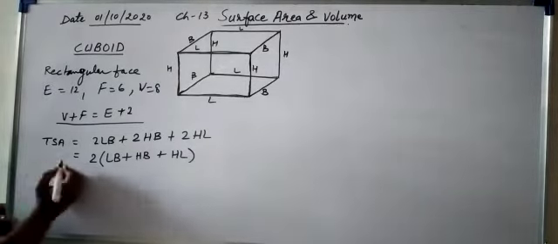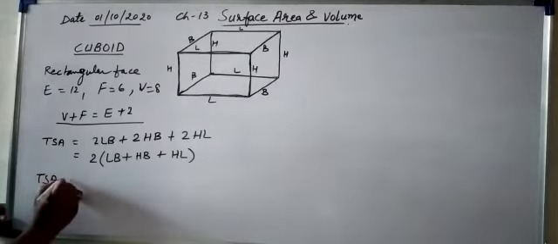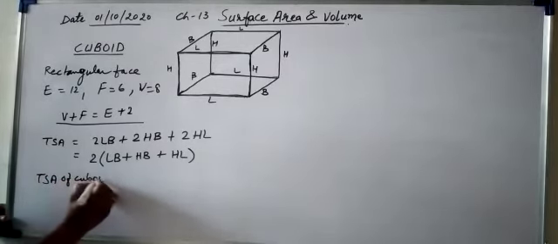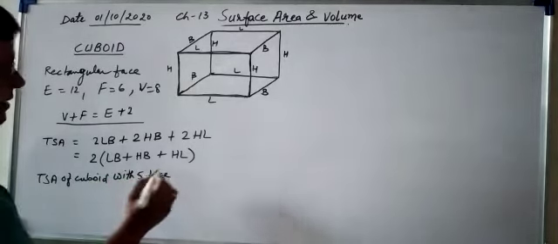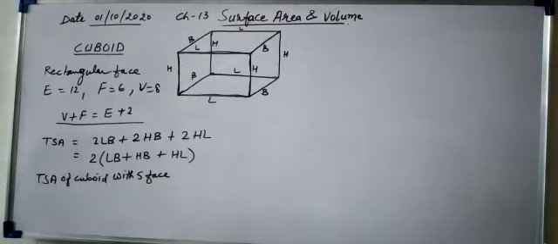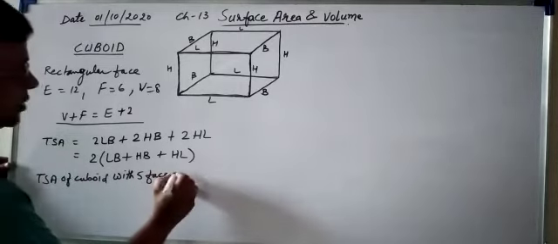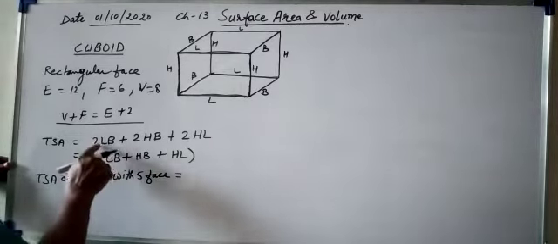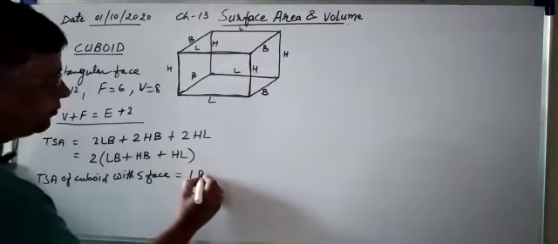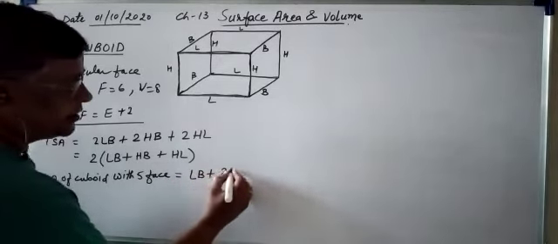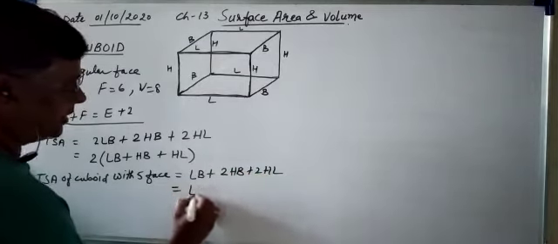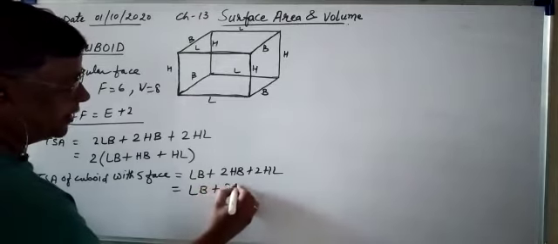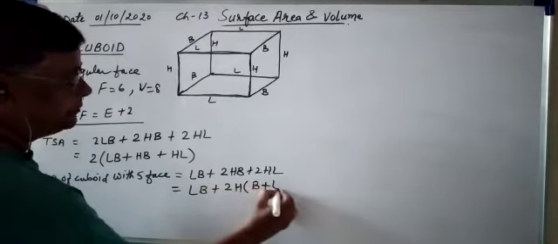Now we will find the TSA of a cuboid with 5 faces. That means the overhead tank at our place, which may be cubical or cuboidal, but is open from the top. So we remove one part, the L into B part. Only the floor L into B remains, then the walls 2HB plus 2HL. So that is L into B plus 2H common, B plus L.